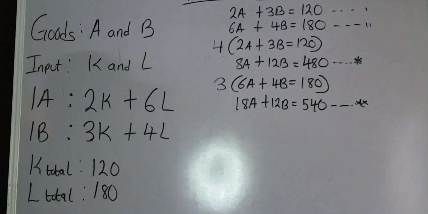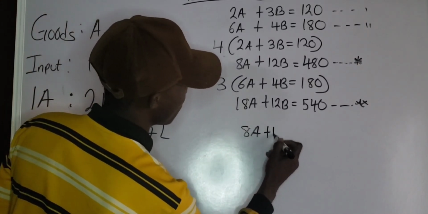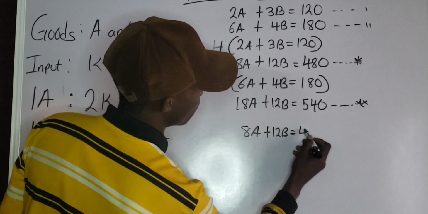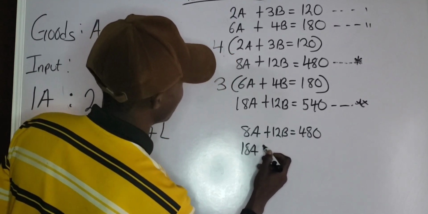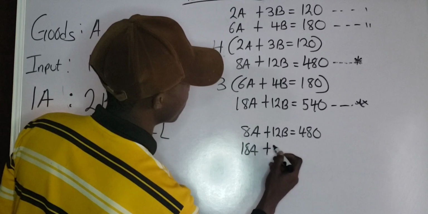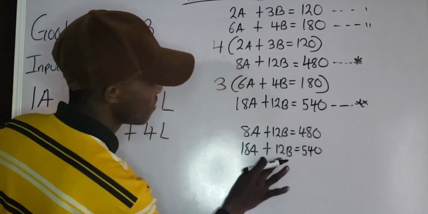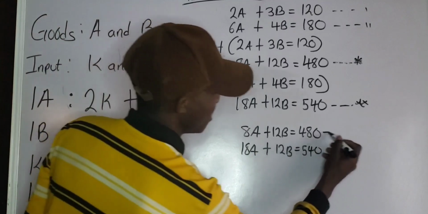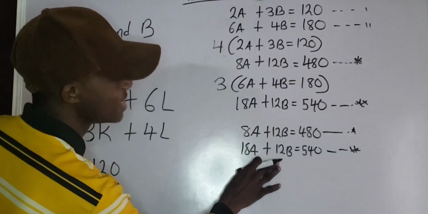The next step is that we are going to combine the two starred equations. So I'm going to have 8a plus 12b is equals to 480. Then the second will be 18a plus 12b is equals to 540. You can see that their coefficient is the same now. Call this equation star. You understand? So the coefficient is the same now.